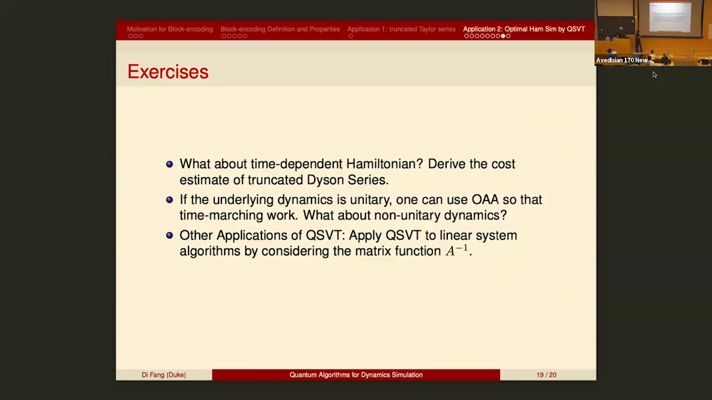Also, this discussion of QSVT can also be applied to design a version of HHL. I think this QSVT version, if you are familiar with these black box theorems, is easier to work out. It will take, say, 15 more minutes, which I'm not able to do here. But if you are interested, please come talk to me. So you are ready to do all of these.